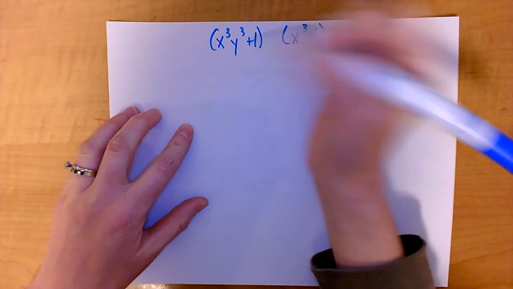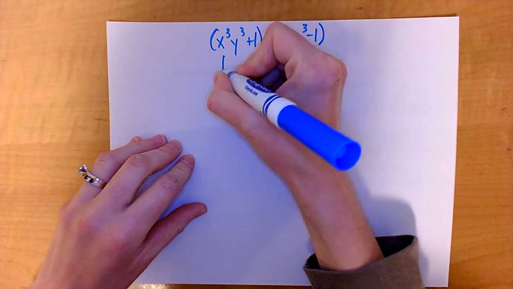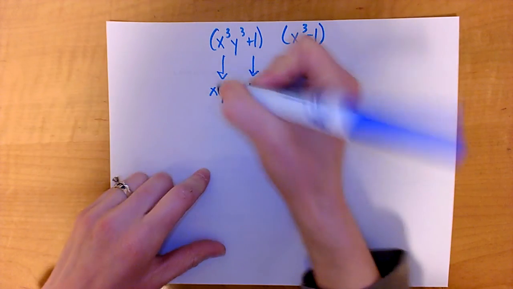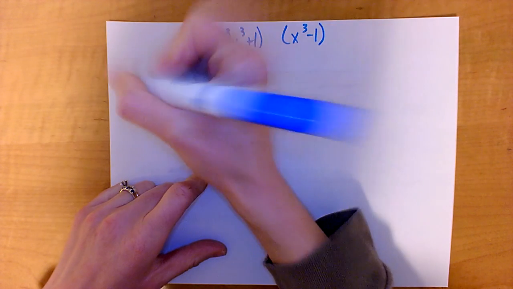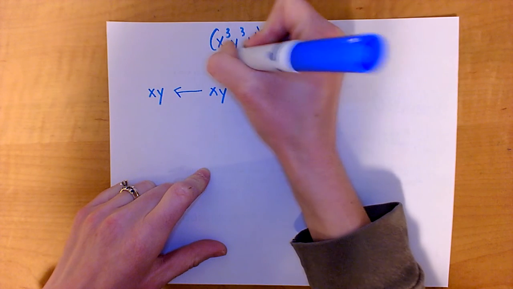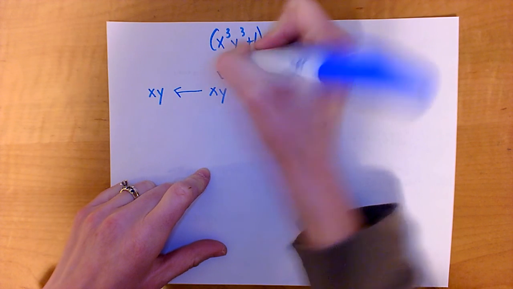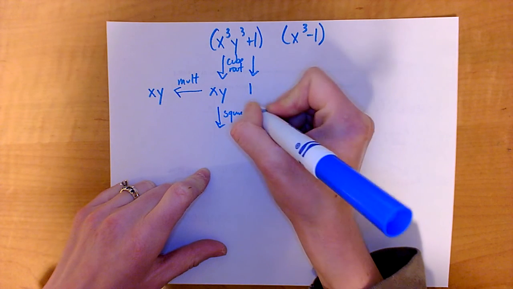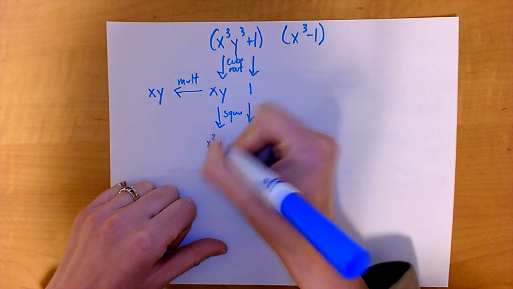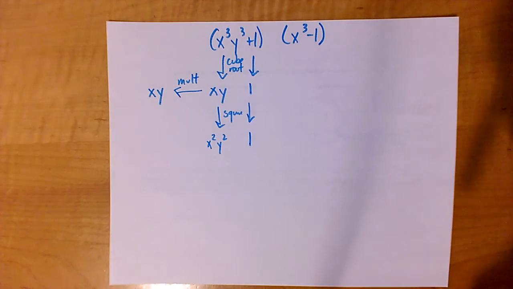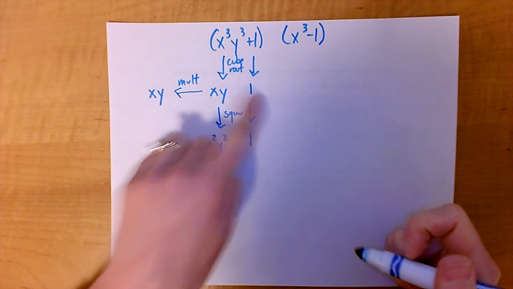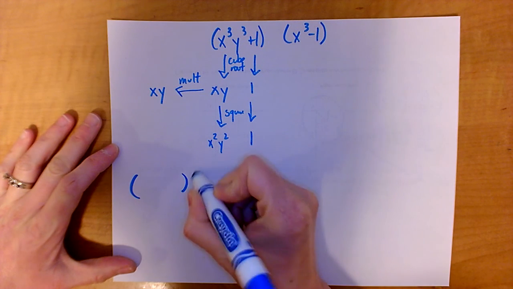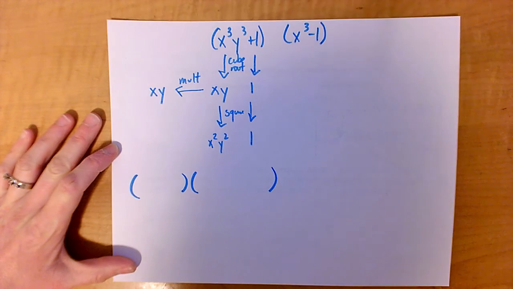Okay, so if I start off with this first one, I will take my cube roots, and that'll give me x, y, and 1. And then if I multiply those, that just gives me x, y, right? So in this step, I took my cube roots, and then I multiplied, and then I'm going to square. And so that'll give me x squared, y squared, and 1. Okay, so now all of these pieces, these 5 pieces, 1, 2, 3, 4, 5, I'm going to put in parentheses. So remember, I have a small set of parentheses and then a larger set of parentheses.